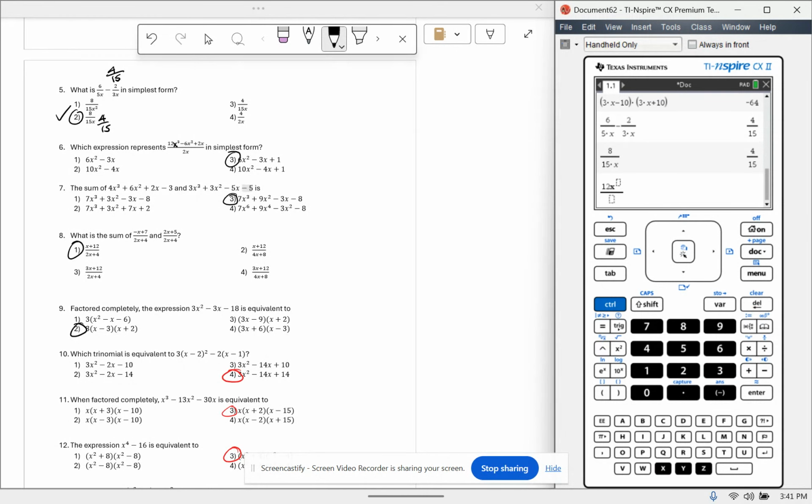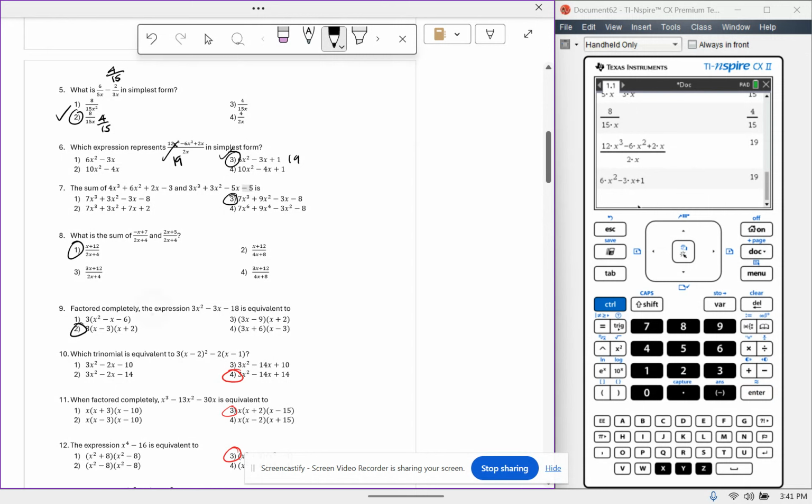Okay, 12x to the third minus 6x squared plus 2x all over 2x. All right, so 19 is the value that we are trying to match. Let's type in answer choice 3. Yes, also 19, so we are correct.